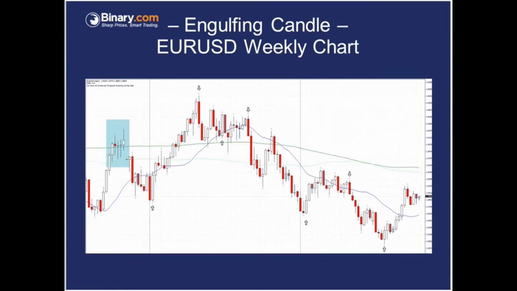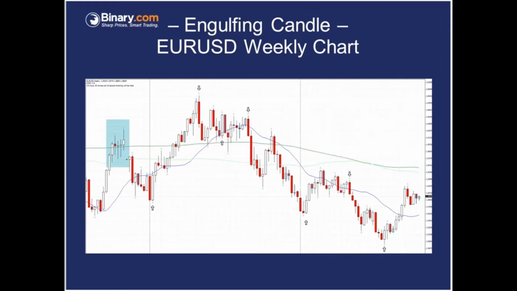So here's a little example on the weekly chart of the engulfing candle, and these are the arrows here. This is the weekly chart over nearly a 2-year period, and in that particular case, just on the euro dollar, there were 7 proper engulfing candles, of which 6 played out. This one in the middle here failed to play out, but the other 6 all worked out.